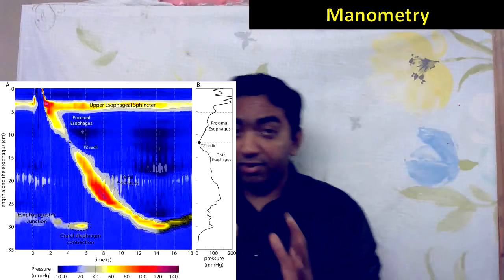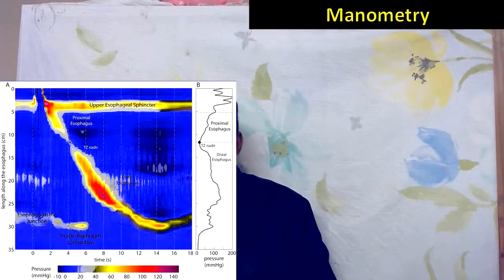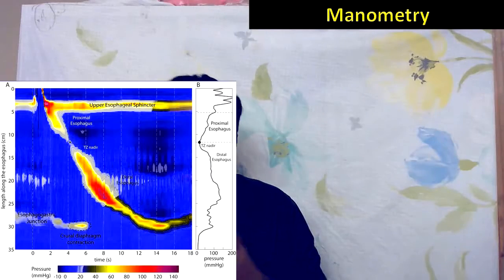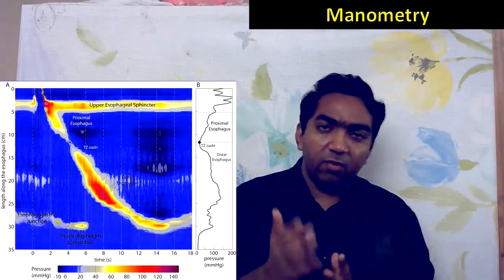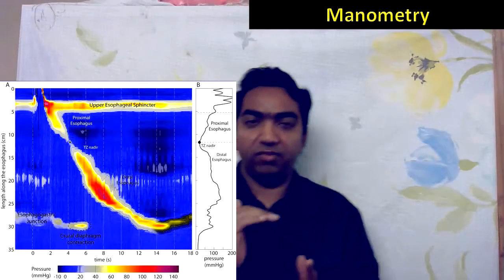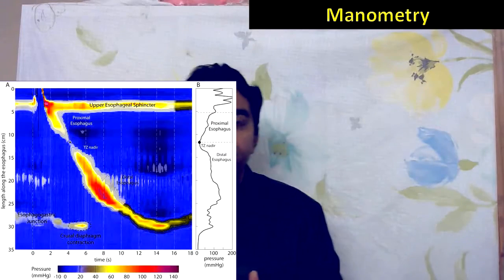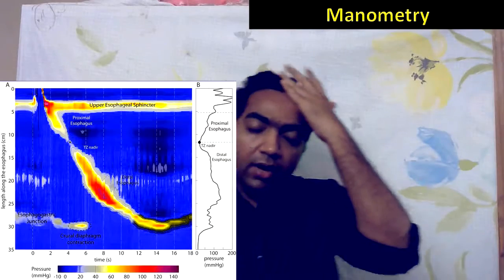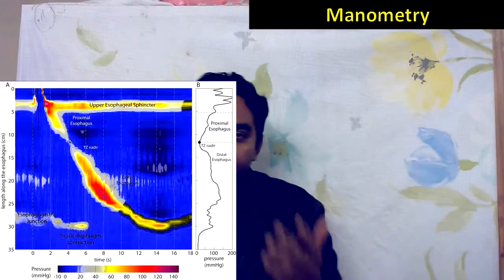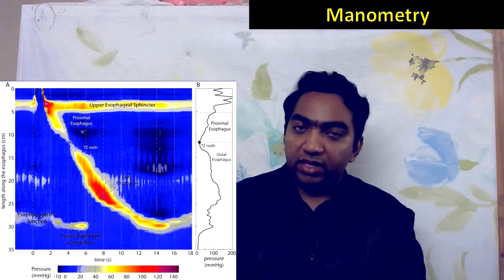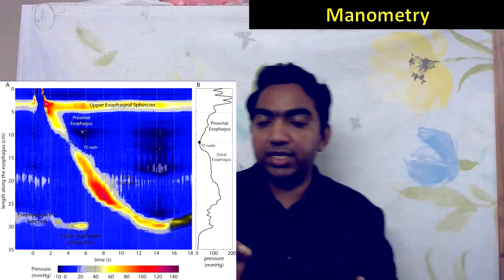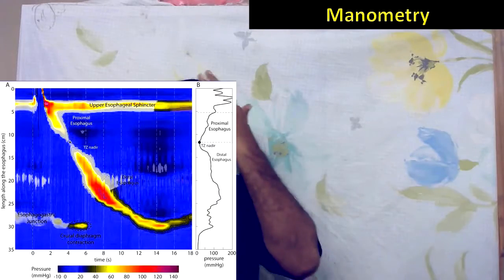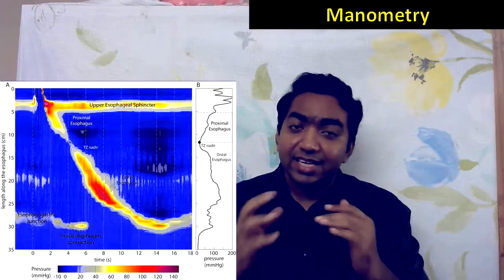Before going any further, we should know the basic investigations by which the motor disorders are worked up. One is manometry, another is esophagogram. Esophagogram, we know, is a barium swallow. By intake of barium and taking an X-ray, you see the picture and find whether there is any anatomical abnormality. But the physiological anomaly is better delineated in a manometry. In manometry, let us just see this picture and understand it.